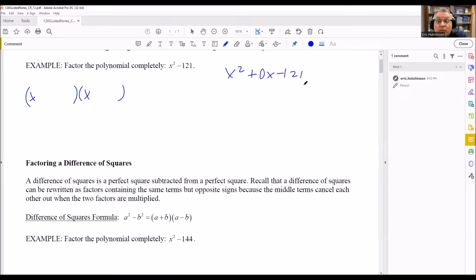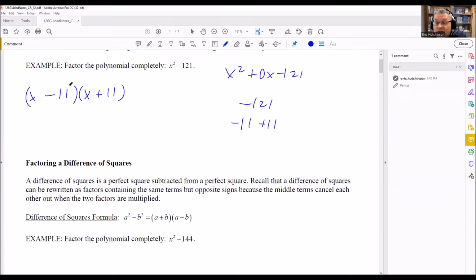So we would look for two numbers that multiply to make negative 121 and add to be 0. So negative 121, there's really only two numbers that would multiply to make that. It would be 11 and 11. One of them would have to be positive, and one of them would have to be negative like this. So we have a minus and a plus. So they multiply to make negative 121, and they add to be 0. So then you would just put minus 11 and plus 11 in here, and then that would be fully factored.